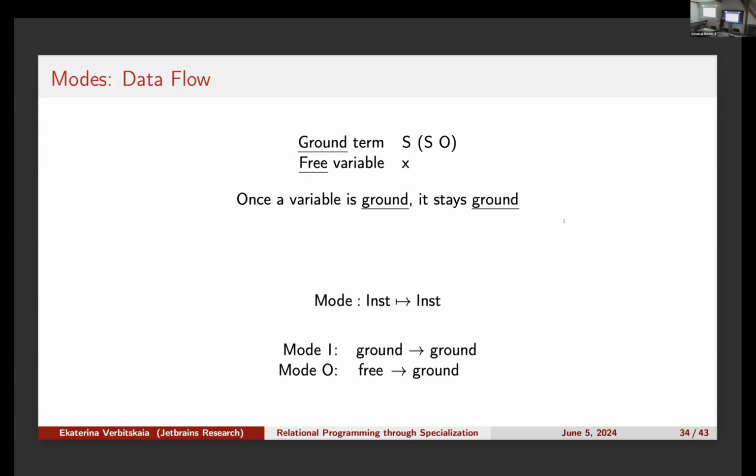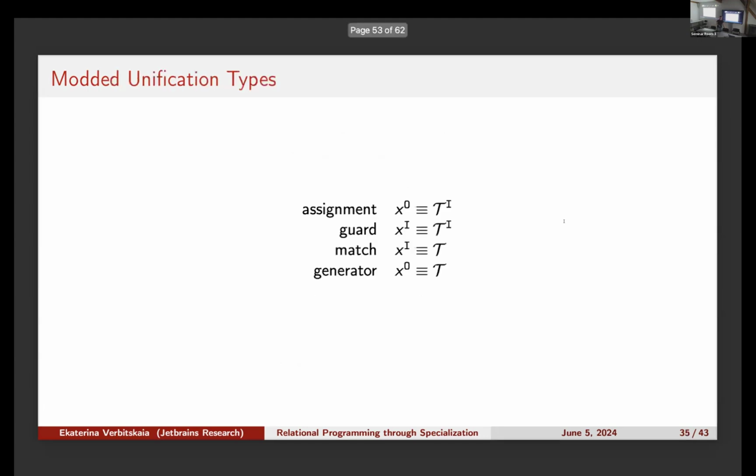In particular, when we did that, we had to do mode analysis, which is a kind of data flow analysis that helps us to understand which variables are known to be static and which are known to be dynamic. And using the modes, we can then understand what we can translate our unifications to. If we know two terms to be ground, to be known values, then unification between them is just an equality check. If we know only one of them, but the second one is free, in that case it's either an assignment or a pattern match. We can also get generators, but each of these four cases is basically faster than the initial unification.